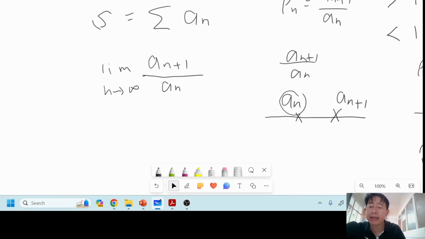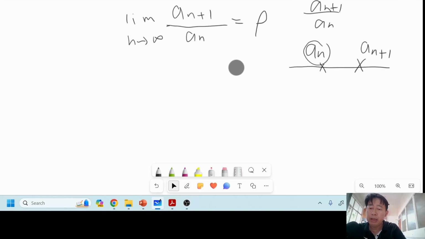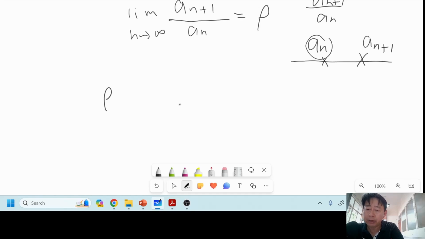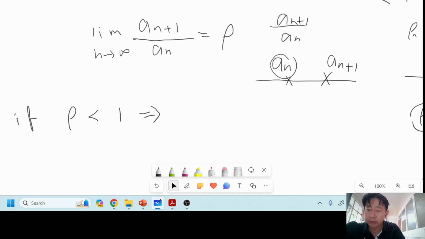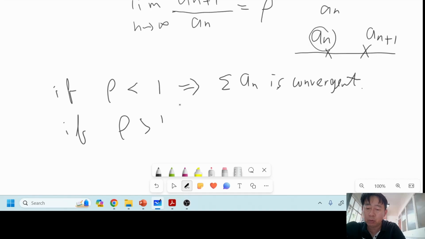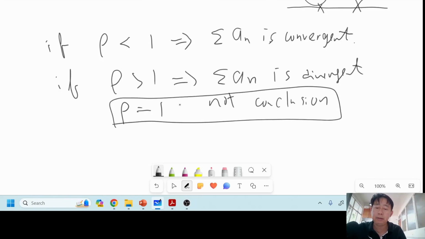For the ratio test, what you do is take the limit of this ratio and calculate rho. There are three possibilities for rho. If rho is smaller than 1, the terms in the series are getting smaller and smaller, and therefore this infers the series is convergent. If rho is larger than 1, it infers the series is divergent. If rho is 1, then no conclusion can be made about the convergence of the series. The series could be divergent or could be convergent.